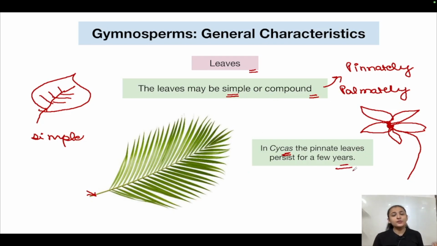They persist for a few years, so this is also one of the reasons that they are used in landscaping, because they have a long lifespan. So in cycas these pinnate leaves are seen.